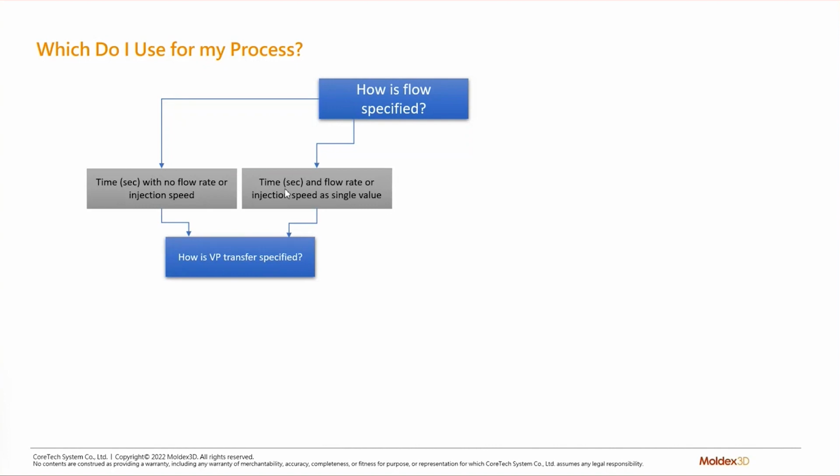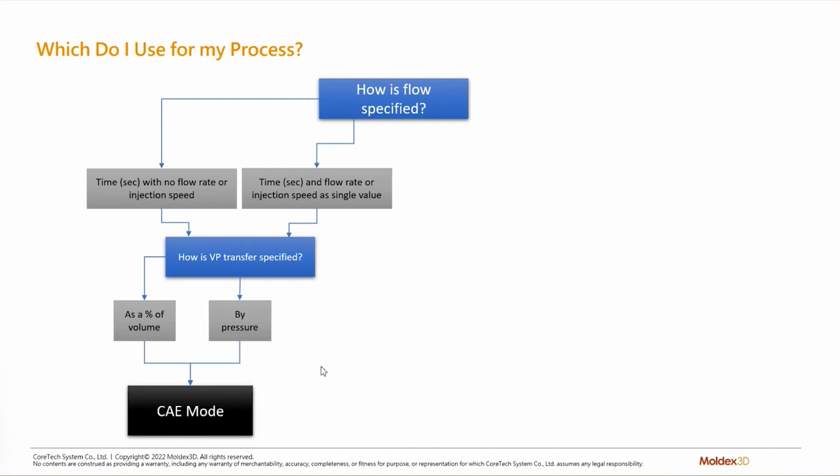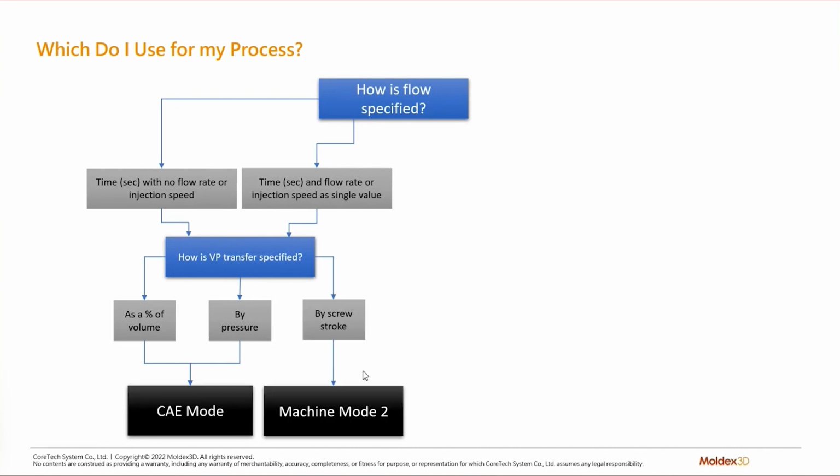All right, so once we know how our flow is specified, now we need to determine how the VP transfer, or the VP switch point, is specified. If it's specified as a volume percent filled or by pressure, then you'll use CAE mode. If you use screw stroke, then you'll use machine mode 2, I'm sorry. All right, so like I said, a very niche situation where we're going to be using machine mode. Almost always we're going to be using CAE mode whenever the flow is specified by a time or as a single profile.